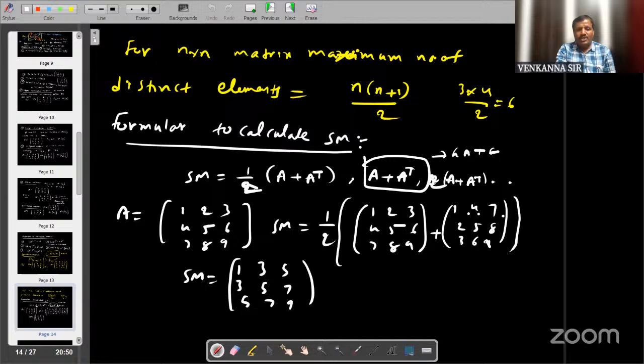Yeah, opposite diagonal elements are the same. See, above, listen: 3, 5, 7, 3, 5, 7. The upper triangular side above the principal diagonal and the lower side below it are mirror images. It's clear. So I hope everybody is following.